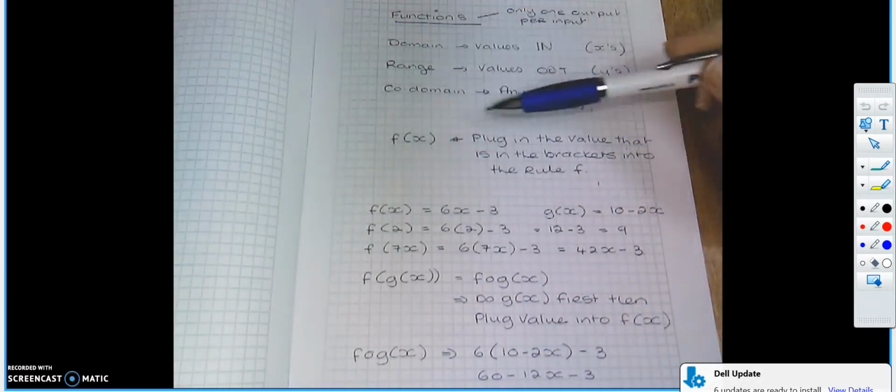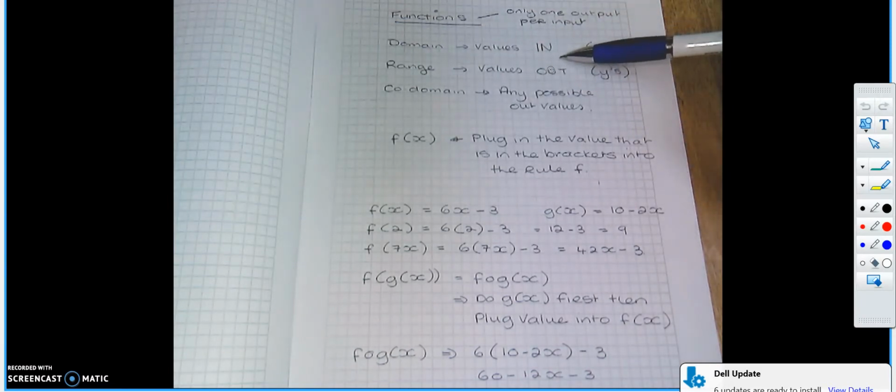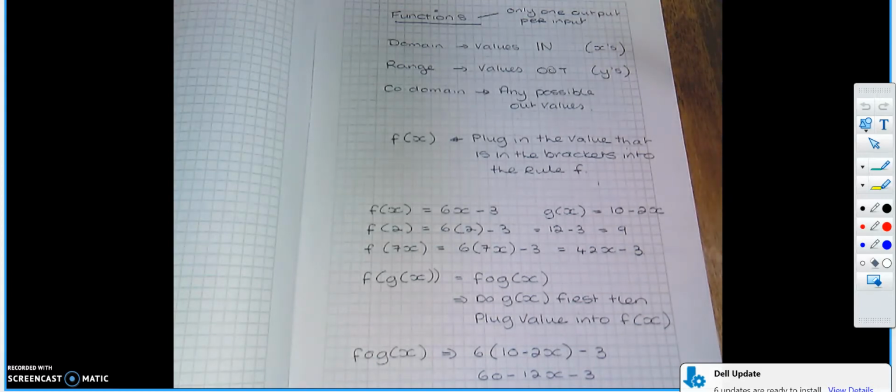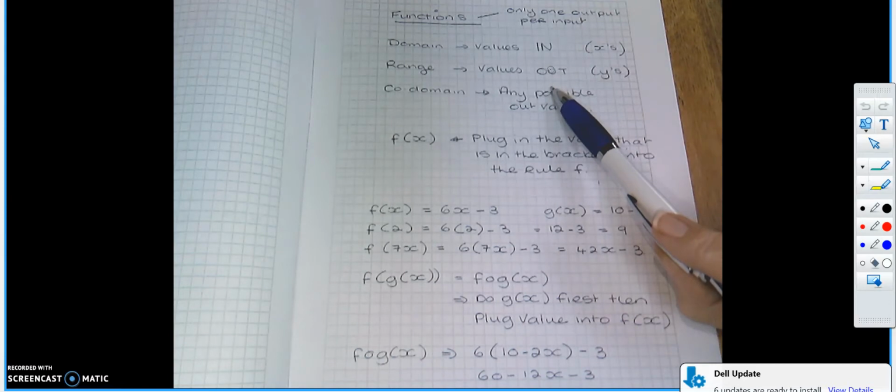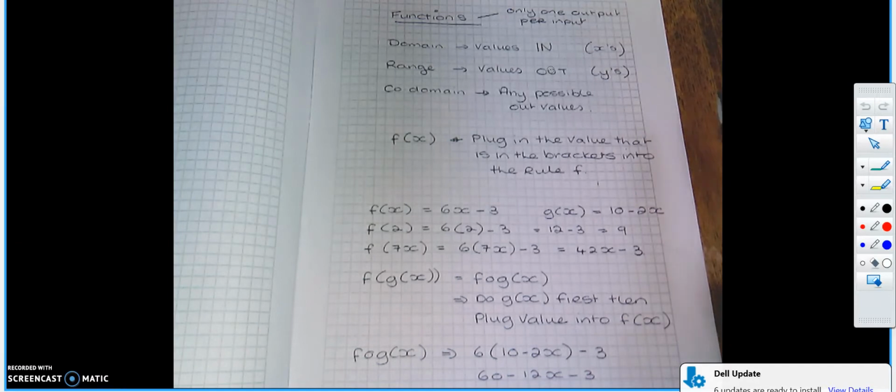In terms of words and terms that will come up in your exam questions, the domain is the values that you put into your function. In other words, they're your x's, from the horizontal axis of your graph. Your range are your values out, so they're your y's, the vertical axis of your graph. Codomain is a term which refers to any possible outcomes, so it could be anything that you will find on the y-axis. For example, if they told you you've got natural numbers, but your graph shows reals as well. Do you know what I mean?